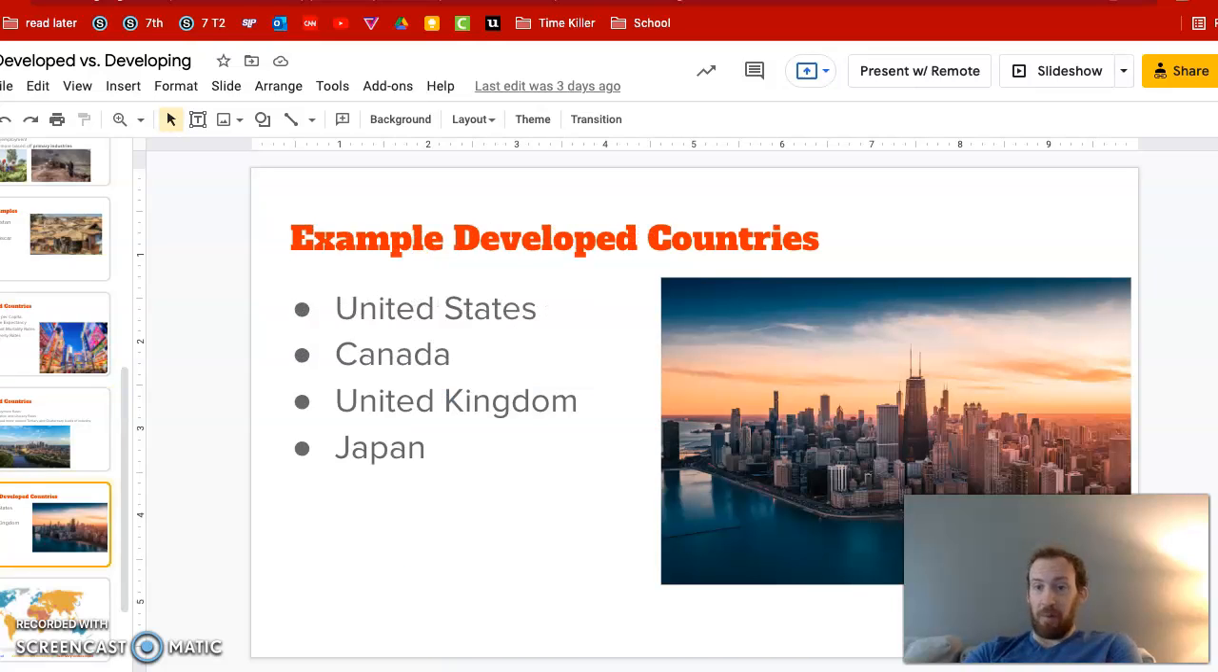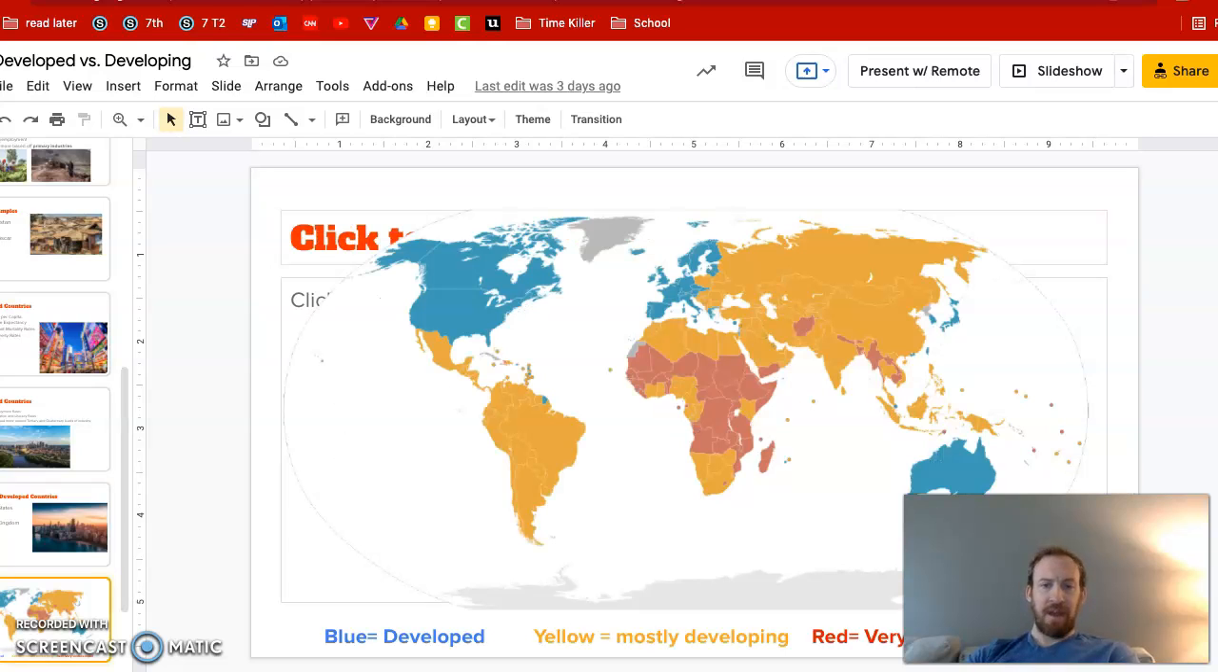So the United States, we're a perfect example of a developed country. Canada, the UK, Japan, they're all examples. Here's a world map that will show you. So any of the blue countries are very highly developed. So the United States, Canada, huge chunk of Europe. You got Australia, New Zealand, some of these Asian countries, South Korea, Japan.